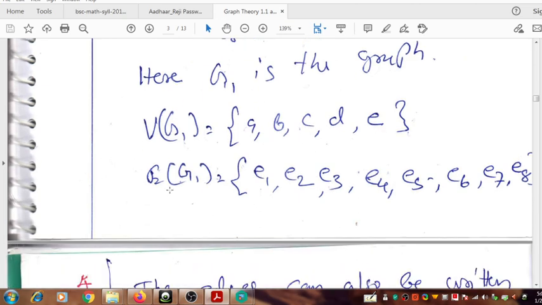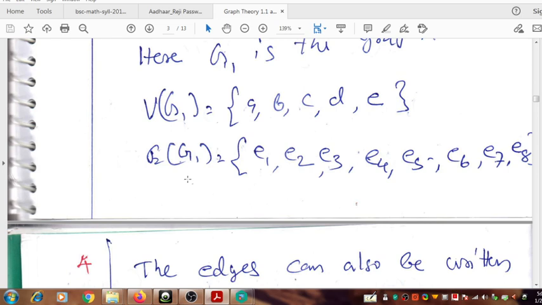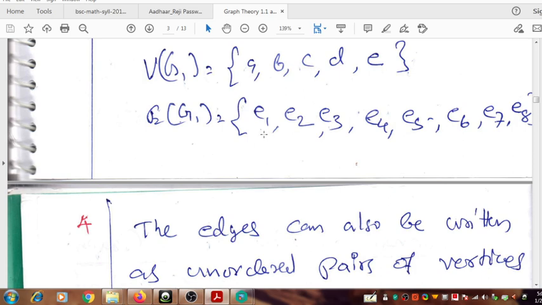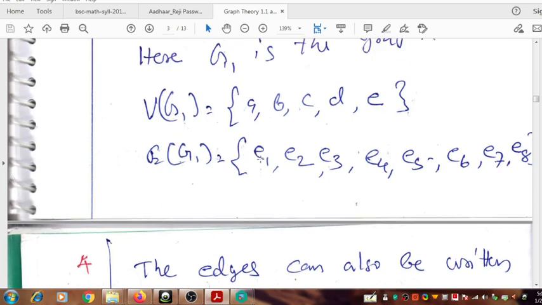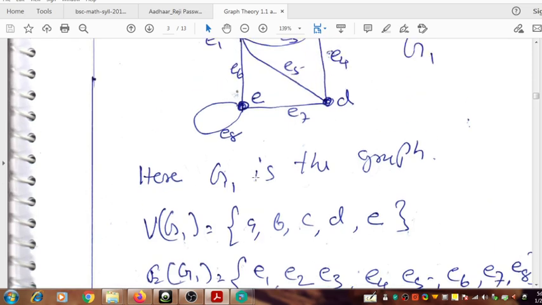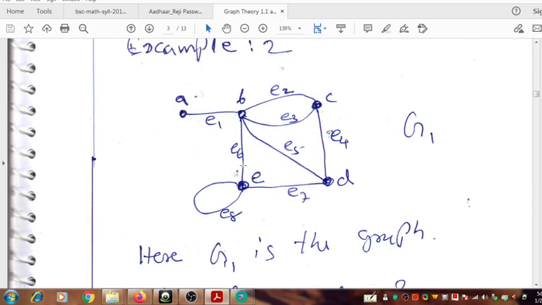And the edge set of G1, E of G1, is here. We are using the labels given, the straight labels given in the figure, which can be written here: E1, E2, E3, E4, E5, E6, E7, and E8. Of course, behind these labels, related to these labels, we have pairs of vertices.